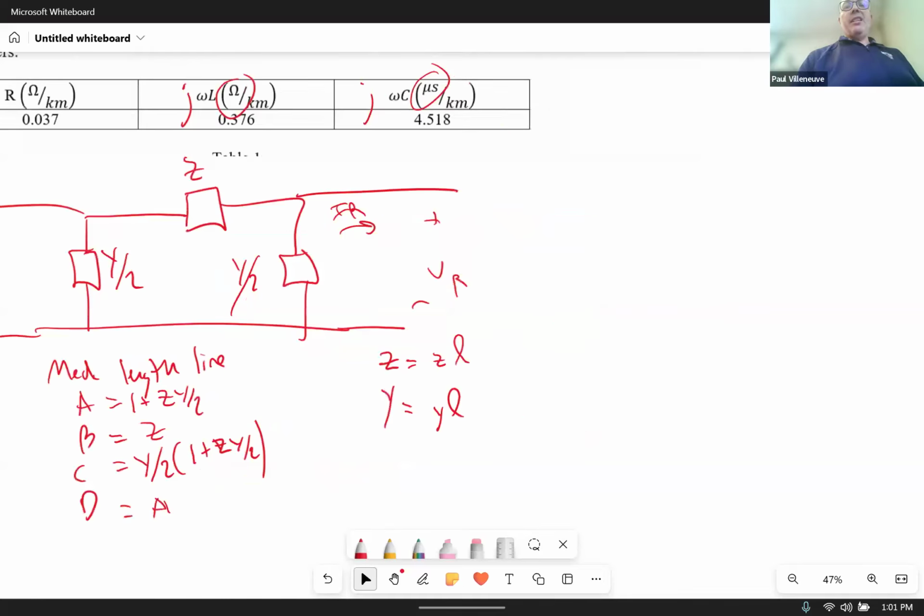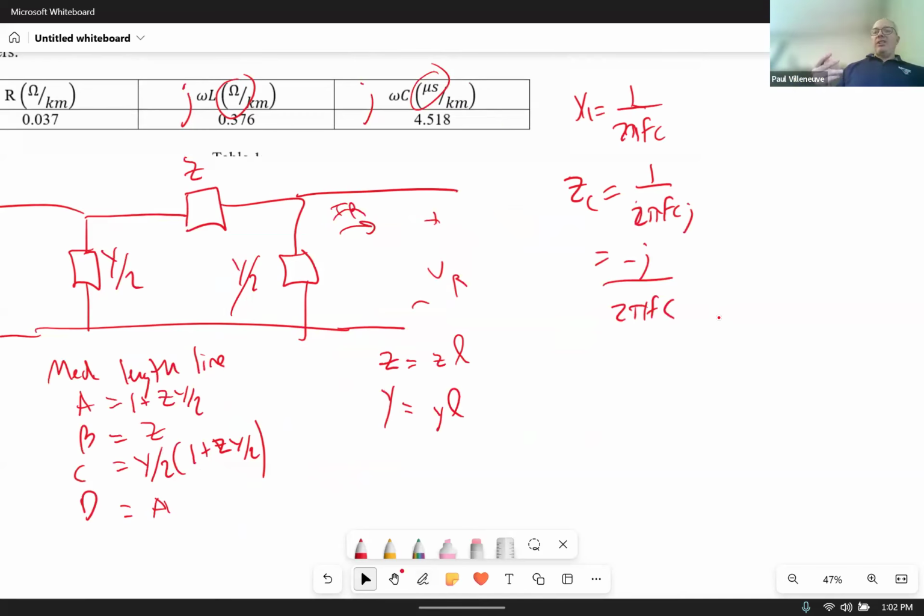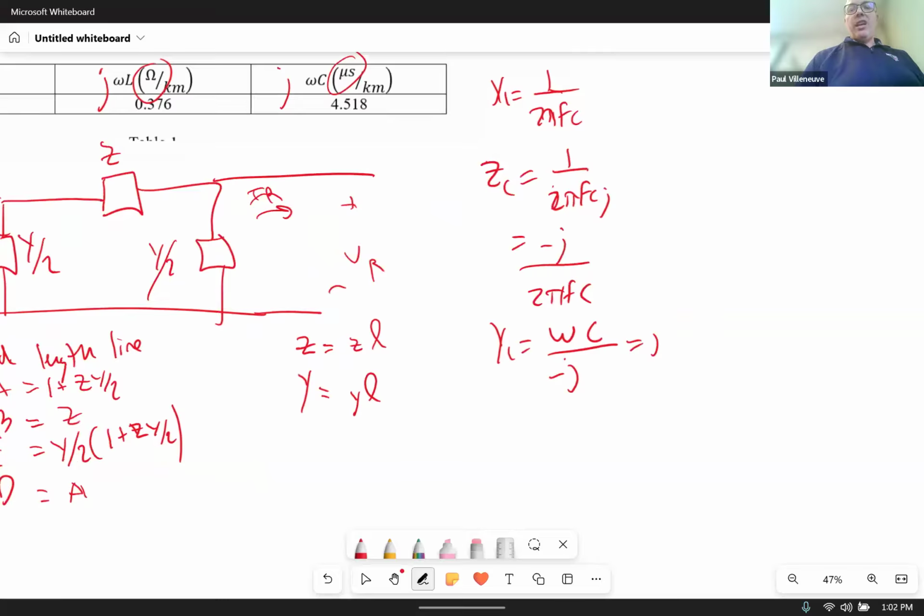Why is that not multiplied by negative J? Well, because X sub C is equal to 1 over 2 pi FC, and we'll call Z of that equal to 1 over 2 pi FC times J, which means it's negative J over 2 pi FC. Now I just invert to go Y over C, and I end up with omega times C divided by negative J, which in fact equals J omega C. So all you need to do to convert those is just make sure that you have the J term included in there. So this is per kilometer.